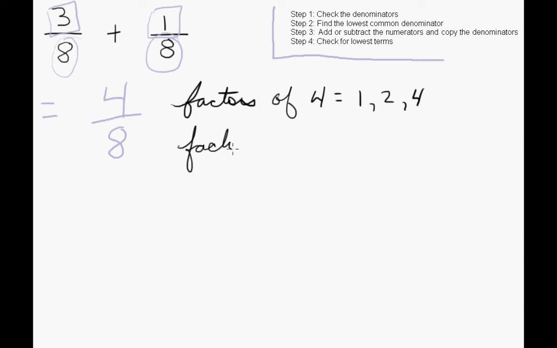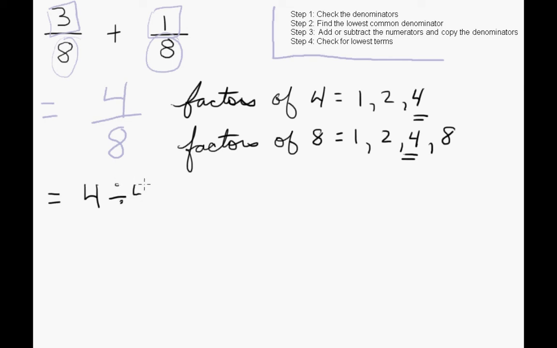And the factors of 8 are equal to 1, 2, 4, and 8. Here we can see 4 is the greatest common factor. So we're going to take that greatest common factor and we're going to divide it into both the numerator and the denominator. So we're going to have 4 divided by 4 on the top of the fraction and 8 divided by 4 on the bottom.